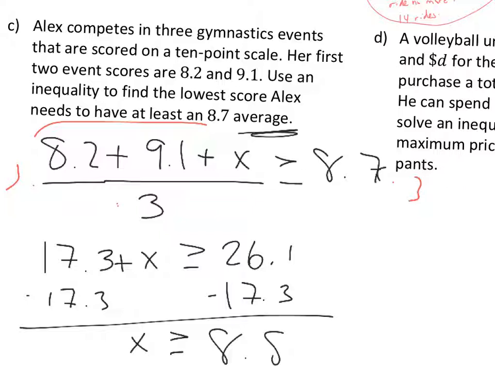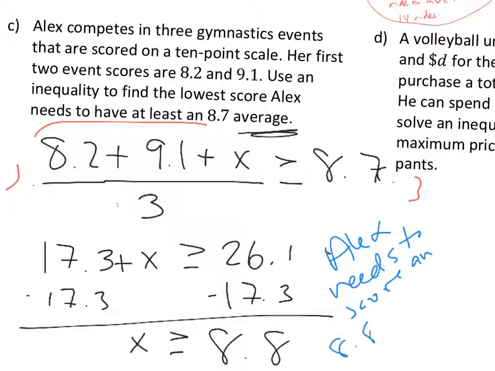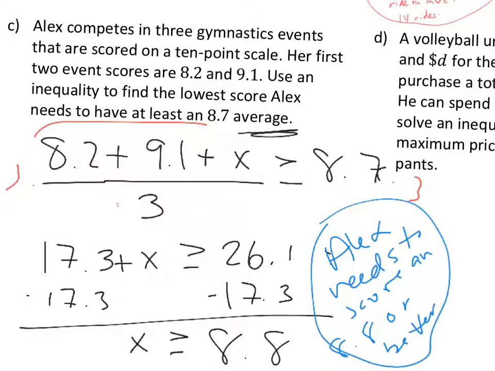Because it's a word problem, we need a sentence or at least a nice label. So the question is to find the lowest score Alex needs to have to get that as an average. So then my answer would be Alex needs to score minimally an 8.8. Alex needs to score an 8.8 or better, or more. And that's our answer.